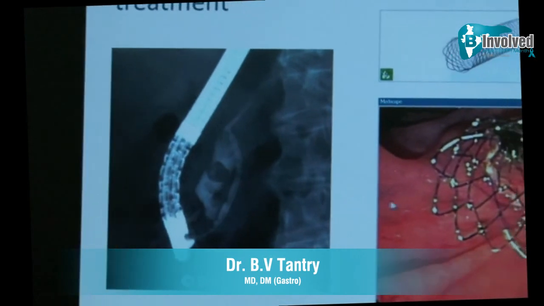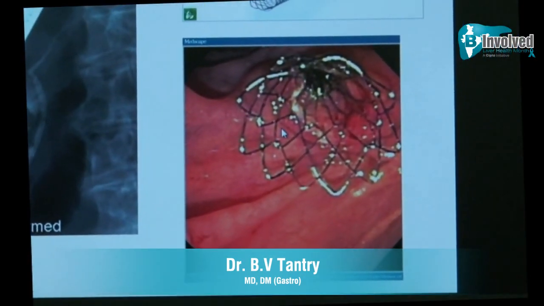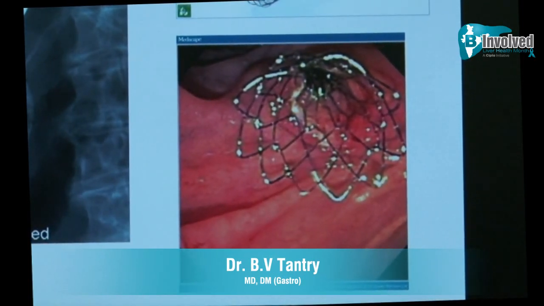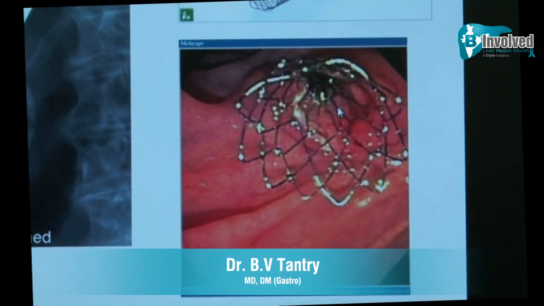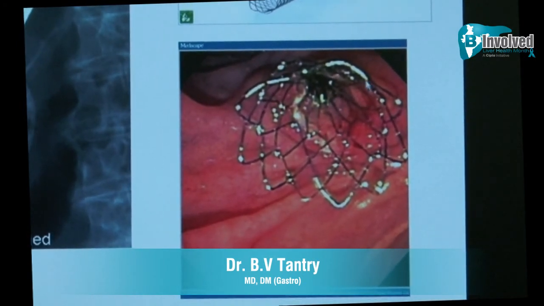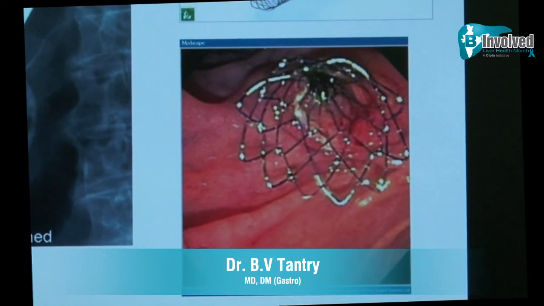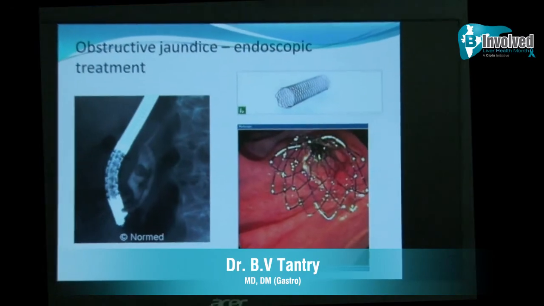Another procedure which can be performed by ERCP is the relief of jaundice in patients who have obstruction of the bile duct due to cancer. Now in these patients we can place either a metallic stent like this across the obstruction, or else we can place a plastic stent. Now this will start the flow of the bile, the jaundice gets reduced and the patient's itching comes down.